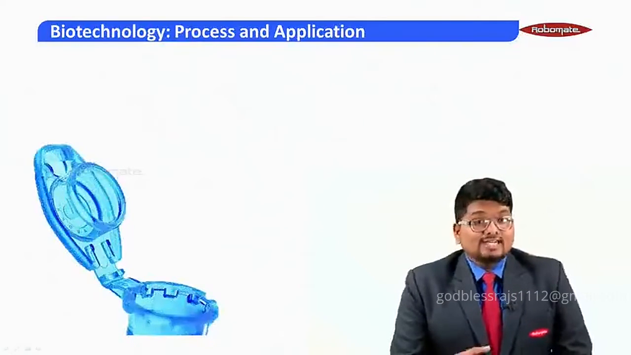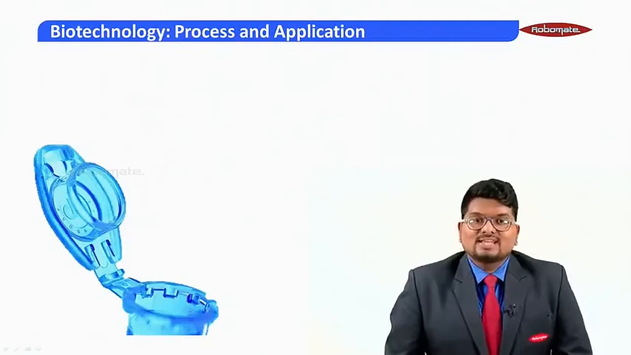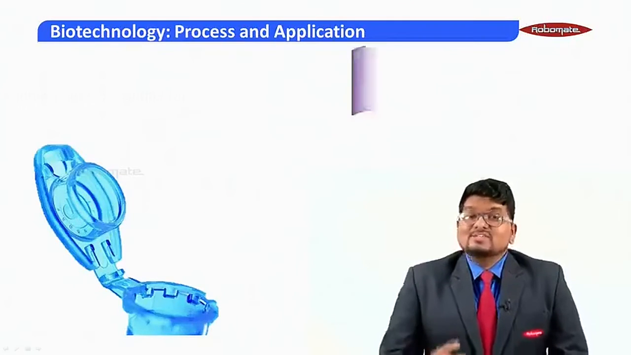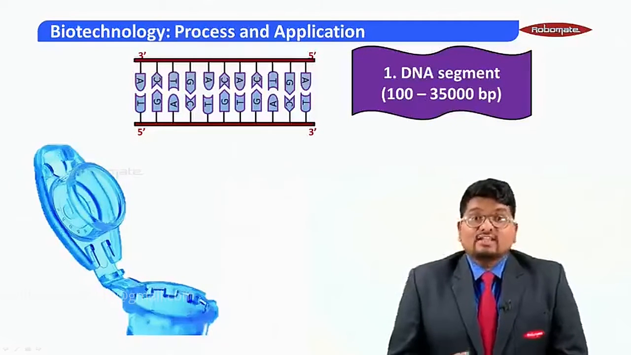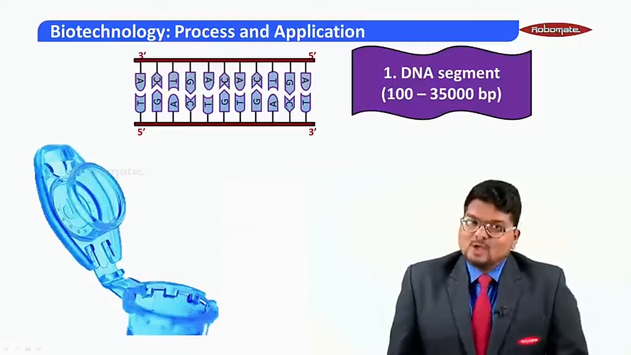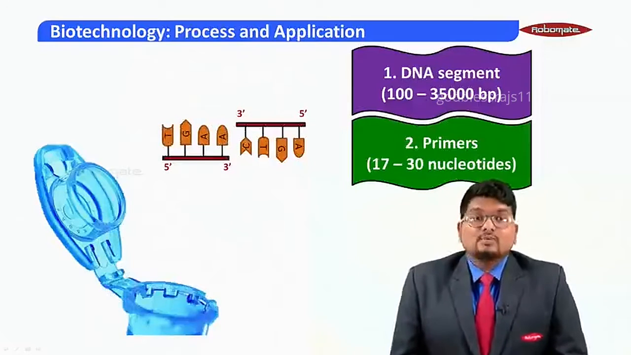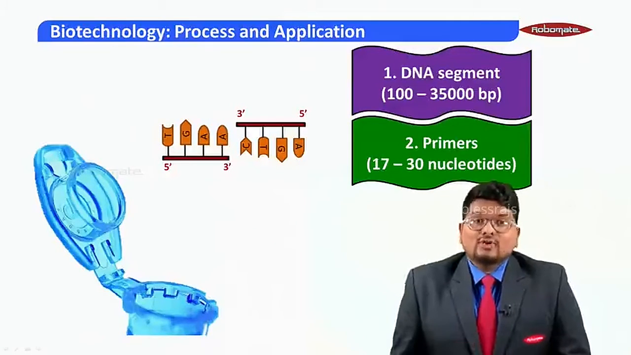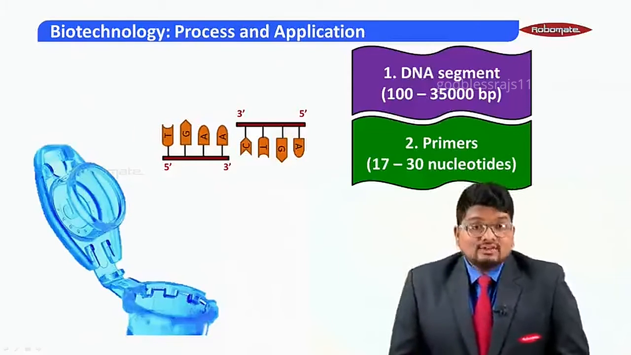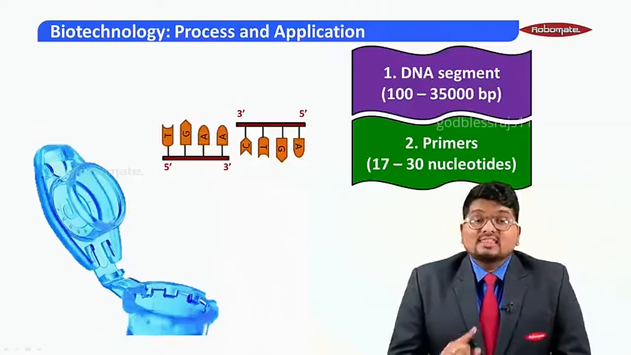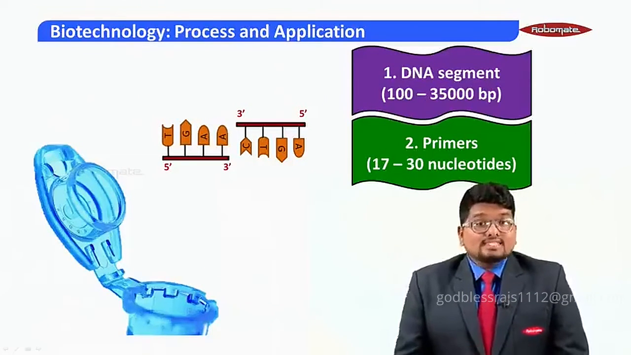We are amplifying a DNA, and hence my primary requirement becomes the DNA segment. So here I have a DNA segment which is about 100 to 35,000 base pairs long. Now the next requirement becomes primers. Primers are short oligonucleotide sequences which are about 17 to 30 nucleotides, and they are synthetically prepared as per the requirement.